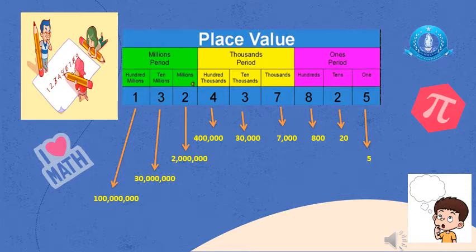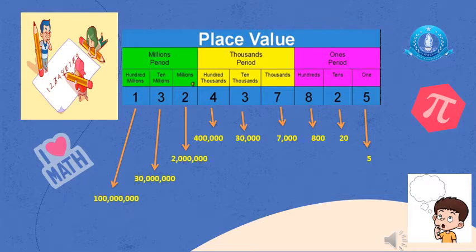Again, I have to repeat one thing. In 100, how many zeros are coming? 2. In 10, how many zeros are coming? 1. In 1000, how many zeros are coming? 3. In 10,000, how many zeros are coming? 4. In 100,000, how many zeros are coming? 5. In million, how many zeros are coming? 6.